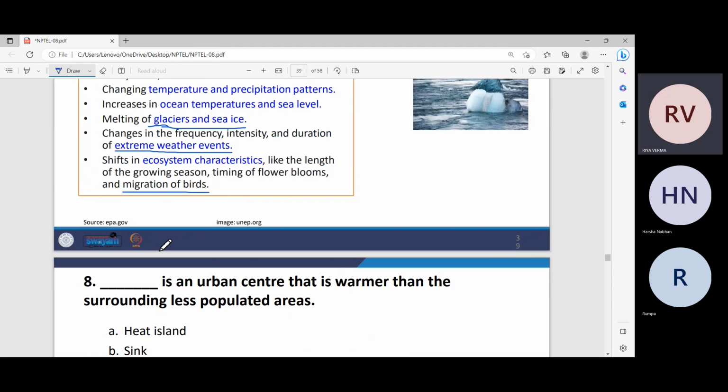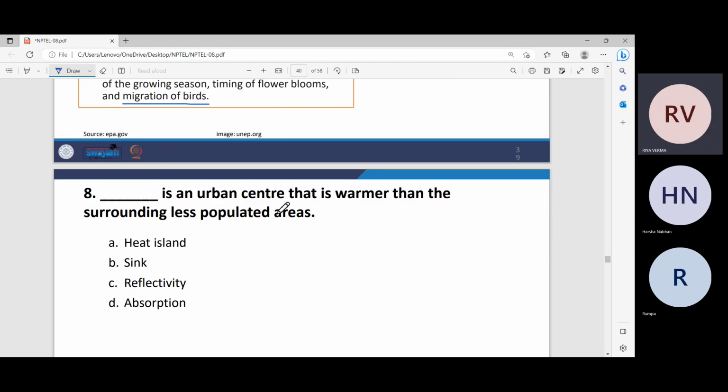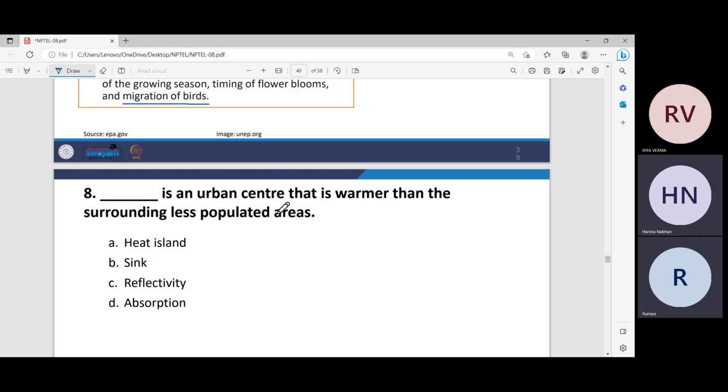Now coming towards the next question: Dash is an urban center that is warmer than the surrounding or less populated areas. So we have heat island, then we have sink, then we have reflectivity, and then we have absorption. Heat island.